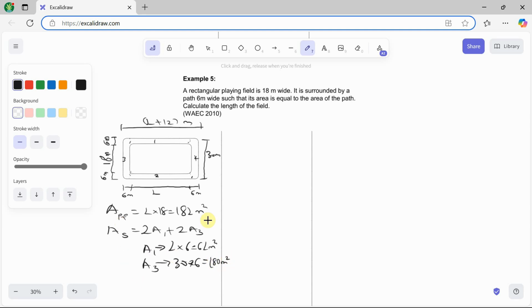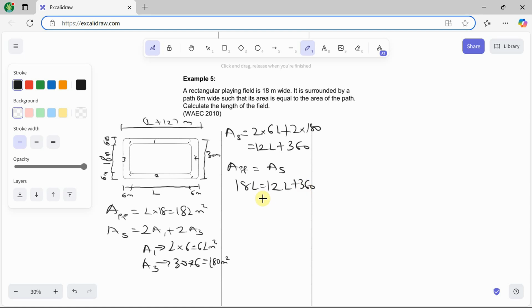So I can substitute and say the area of the side part is 2 times A1, which is 6L, plus 2 times A3, which is 180. So that will be 12L plus 360. That is the area of the side part. And we're told that the area of the playing field is equal to the area of the side part. Area of the playing field is 18L. Area of the side part is 12L plus 360.